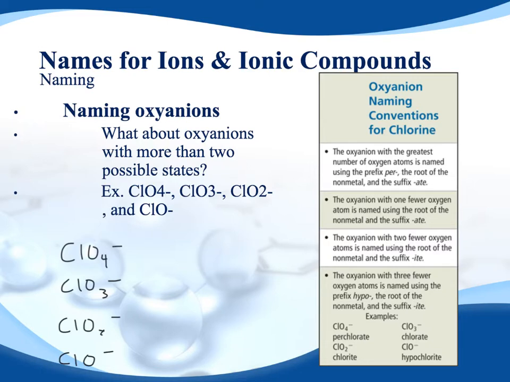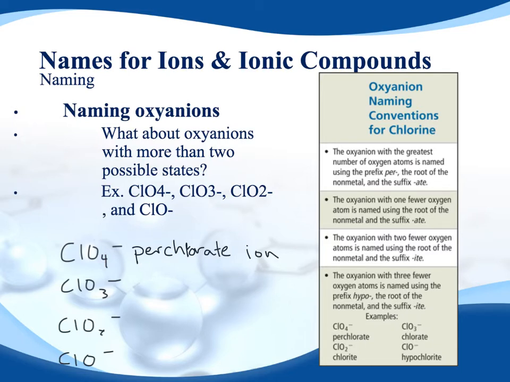The oxyanion with the greatest number of oxygen atoms is named using the prefix per, the root of the nonmetal, and the suffix ate. So this one right here, ClO4 -1, has the most oxygen in it. So it's going to have the prefix per, the root of the nonmetal, chlor, and it ends with the suffix ate. So ClO4 -1 is called a perchlorate ion.